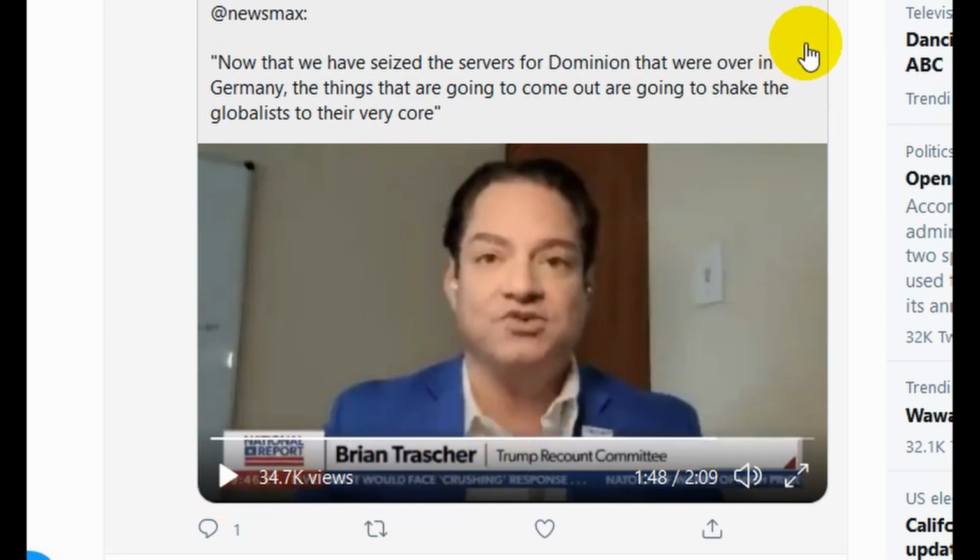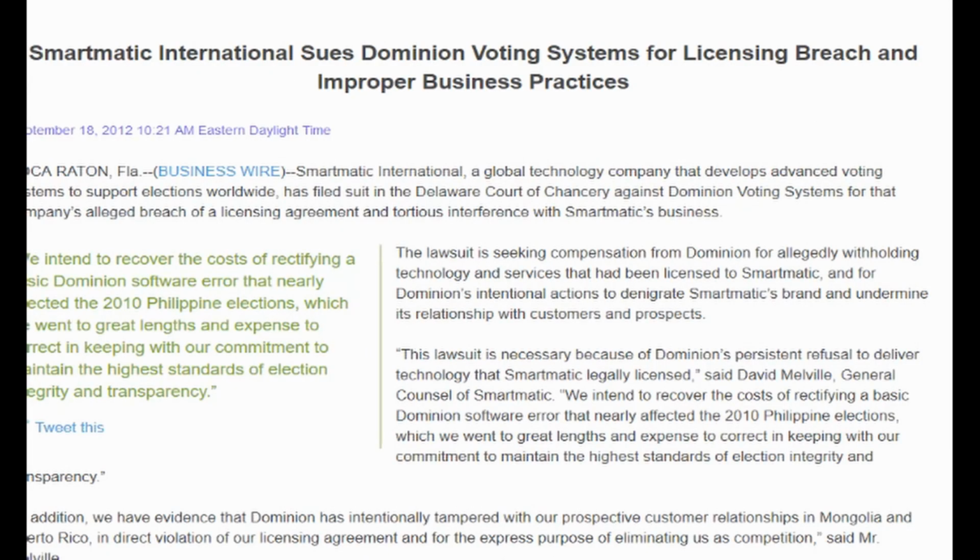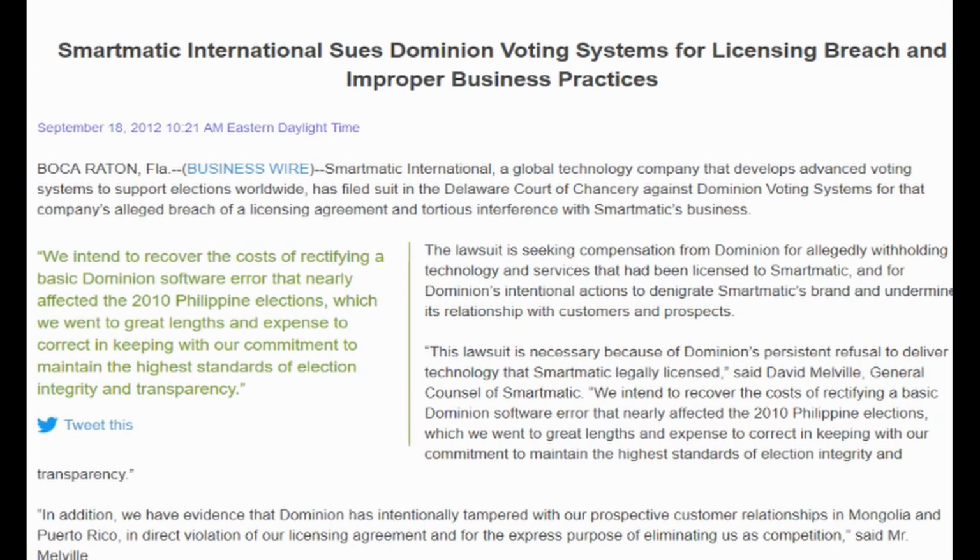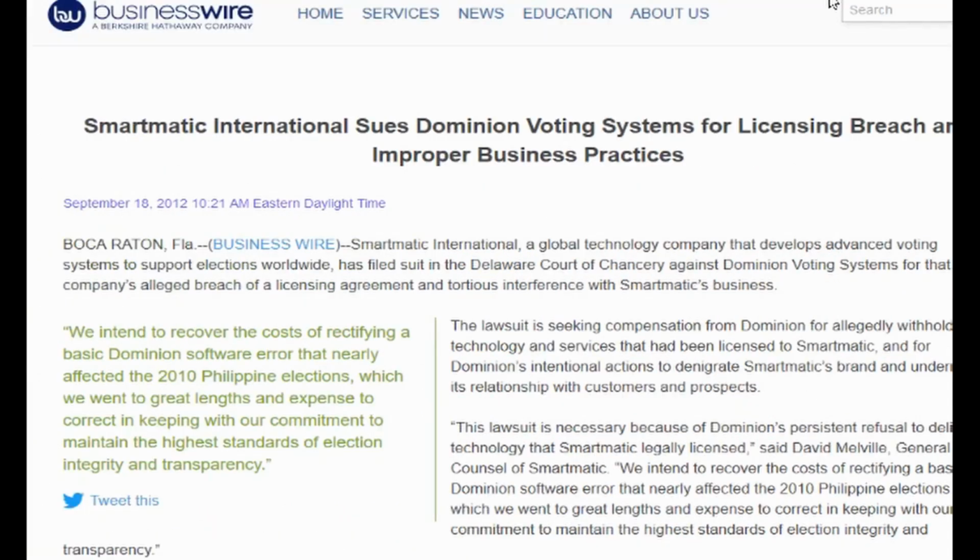Yeah, that's true. Okay, so you previously saw that there was a relationship between Smartmatic and Dominion, at least for the year 2015. Just years prior, there was actually a lawsuit between the two organizations. This article is dated September 18th, 2012. It essentially discusses how Smartmatic sued Dominion Voting Systems for a breach of licensing and improper business practices. I won't go through it here, it's a Business Wire article.